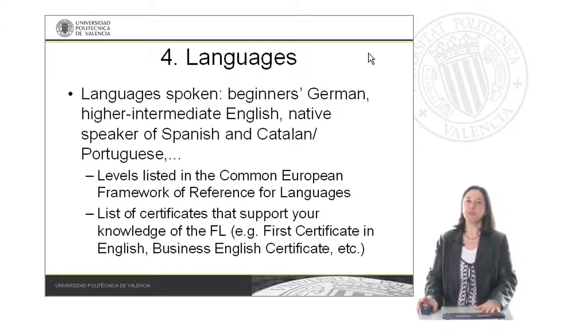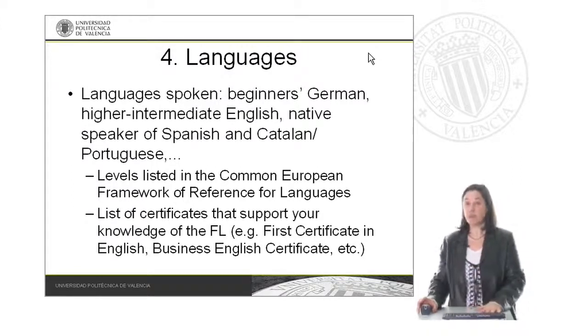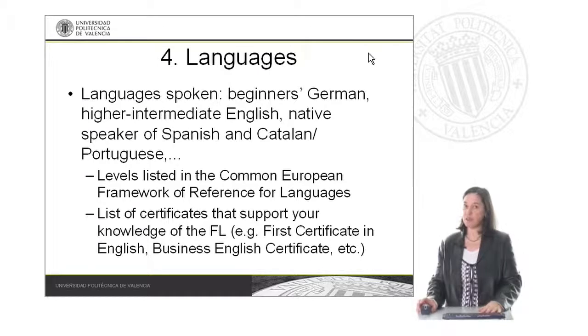The fourth item to be included would refer to languages. Knowledge of foreign languages is a very important item on any CV. And you have to be very precise and explicit about the level of language that you know. We have to specify the languages and also the level. For example, beginner's German, higher intermediate English, native speaker of Spanish and Catalan, or Valencian, Portuguese, whatever.